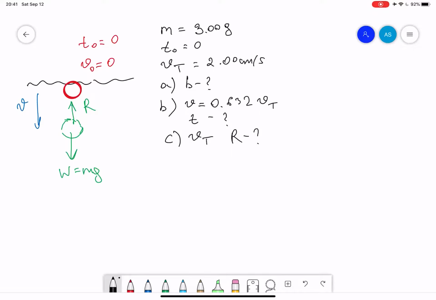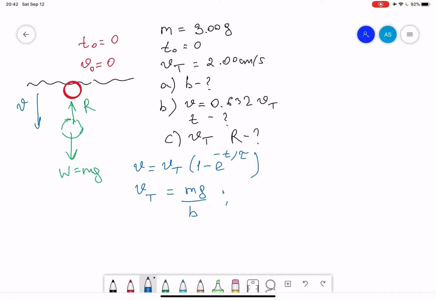First of all, we already have the formula, which is derived in the book, so we won't derive it from the beginning. After derivation, the varying velocity is equal to the terminal speed times 1 minus e to the minus t divided by tau. Here, v terminal is equal to mg divided by the constant b.